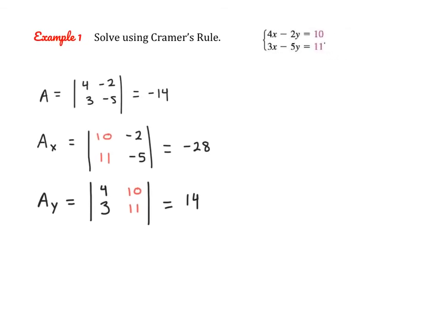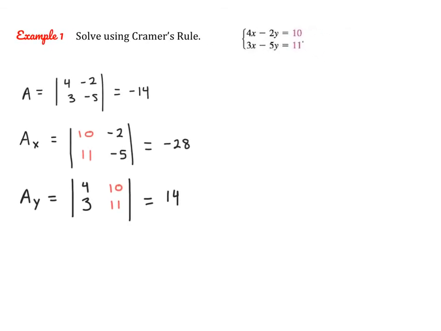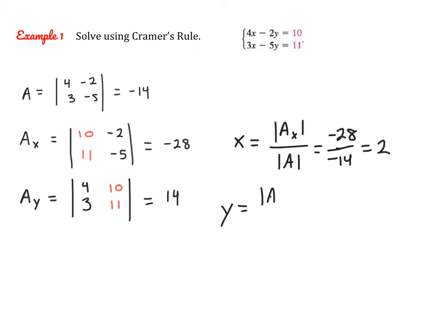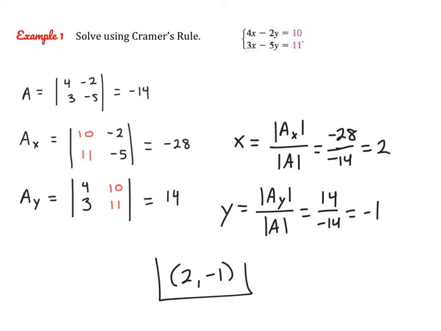Now we know the three things we need to find x and y. We know that x is just the determinant of A sub x over the determinant of A. So it's -28 over -14, which is just 2. And then y is going to be the determinant of A sub y over the determinant of A. So 14 over -14, which is -1. So our solution is (2, -1).